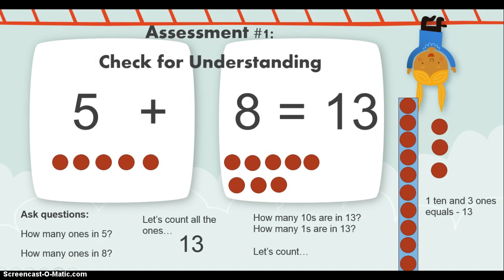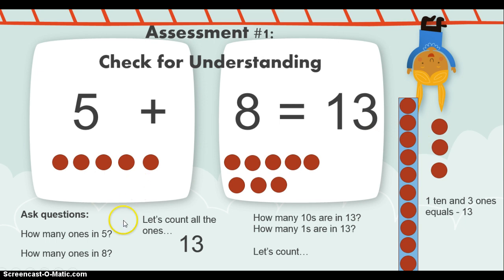For the formative assessment, we're going to check for understanding. So as the instructor, the first thing I'm going to do is model for the students 5 plus 8 equals 13. I'm going to show them that 5 has 5 ones, 8 has 8 ones, which will total 13, or when we regroup them, we will get 1 ten with 3 left over, and you can see that here on the side.